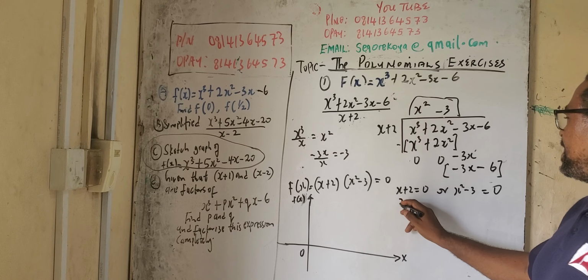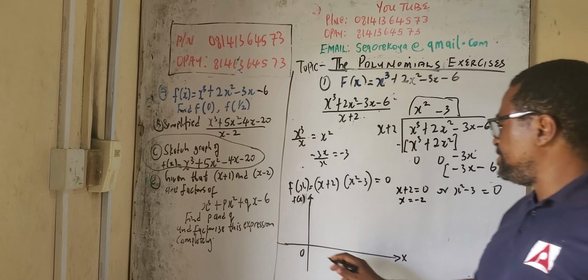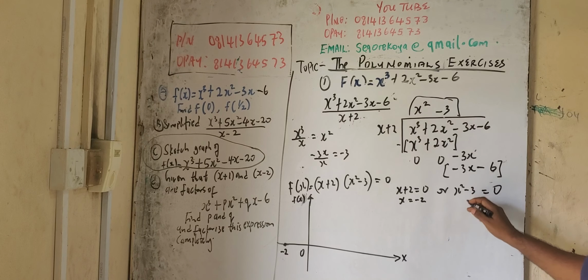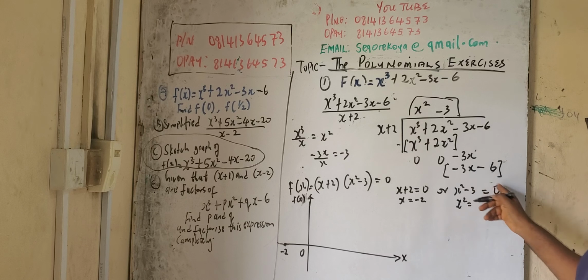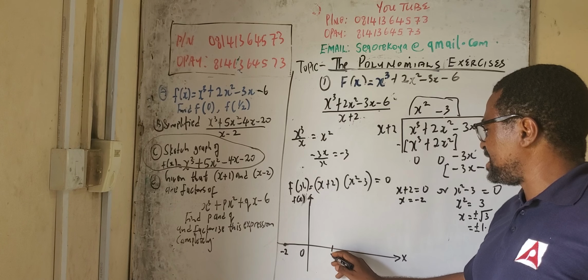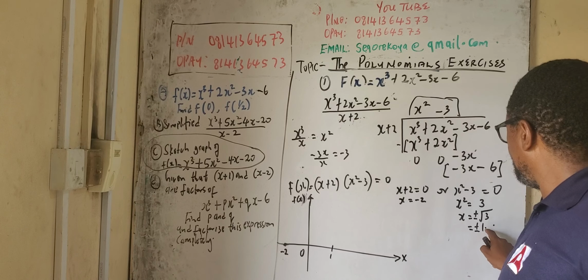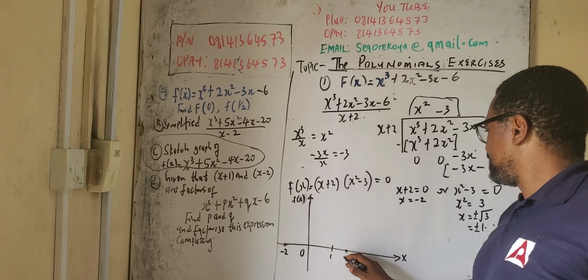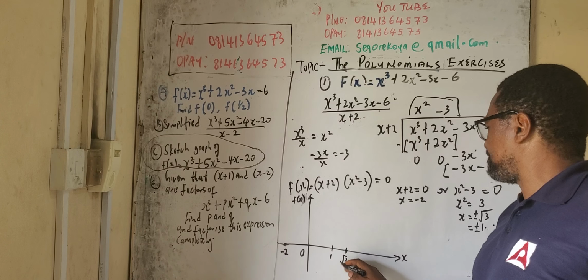So here my x is minus 2. That means you have the value of x as minus 2 here. Here now, x squared equals 3, take this minus to the other side, it becomes plus 3. So x will be plus or minus square root of 3. Square root of 3 is more or less plus or minus 1 point something. So in a nutshell, when I have 1 here, the square root of 3 will be somewhere here.